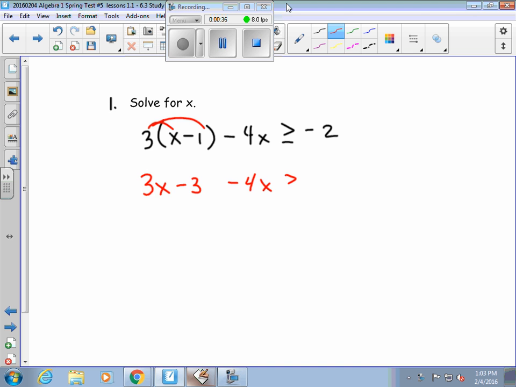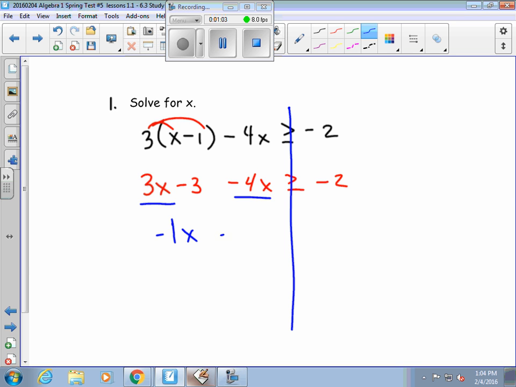We still have an inequality sign that says greater than or equal to negative 2. Again, before we try to bring anything across, we need to simplify the left side. There's a right side and a left side of this inequality. Combine 3x and negative 4x. 3 minus 4 is negative 1x. If you need to write in a negative 1x where you can see it, there's nothing wrong with doing that until it's time to simplify the final answer.